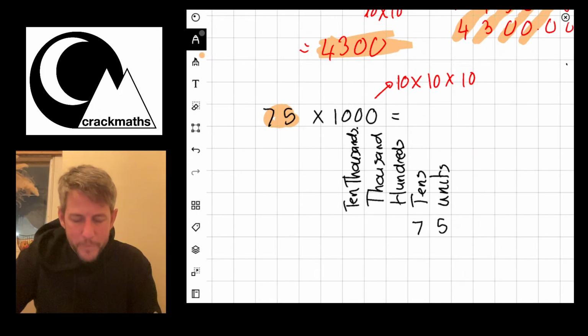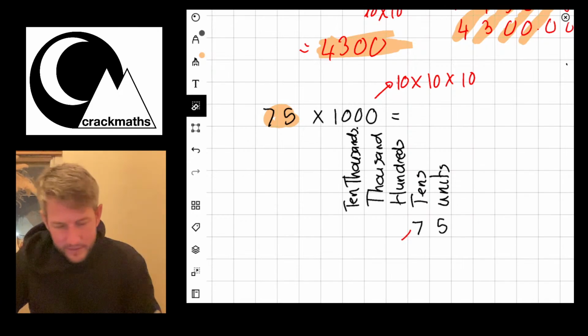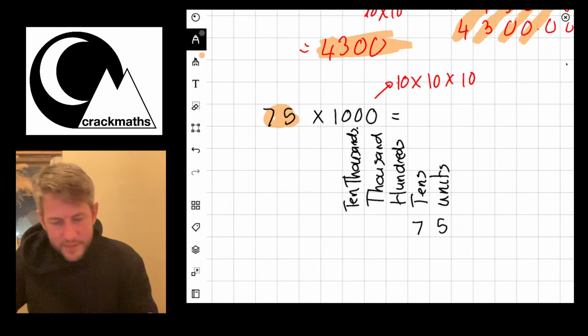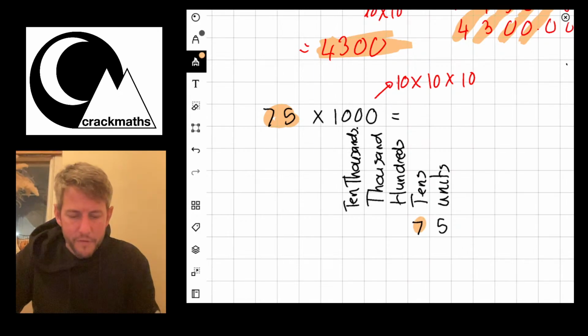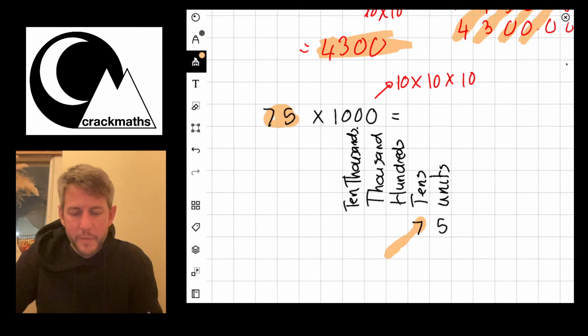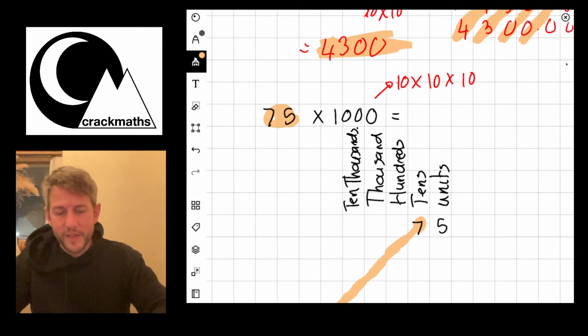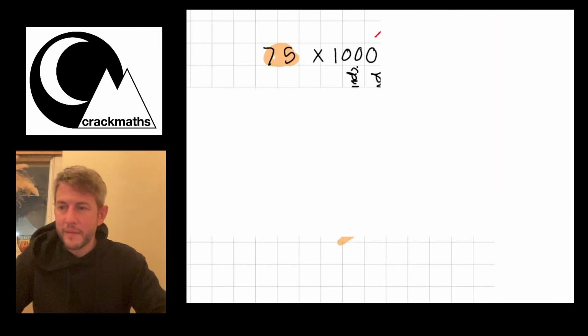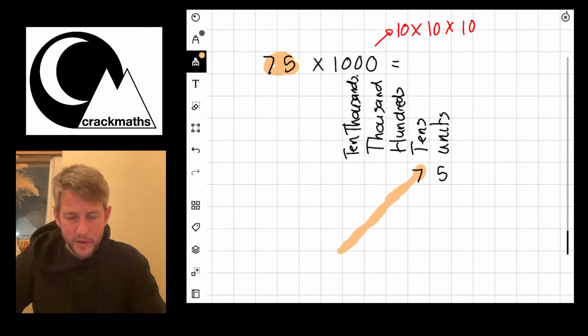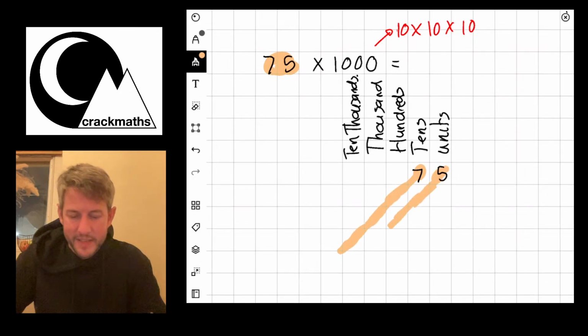So when I do that, this 7 is going to move, well, let me get my highlighter. This 7 is first of all going to move from here to here. So that would be times 10 once. Then it's going to move to here. That would be times 10 twice. And then it's going to move to there, which will be times 10 3 times. The 5 is going to move from here to here. Then it will move from here to here, then here to here.